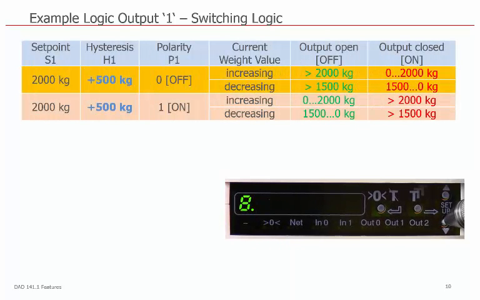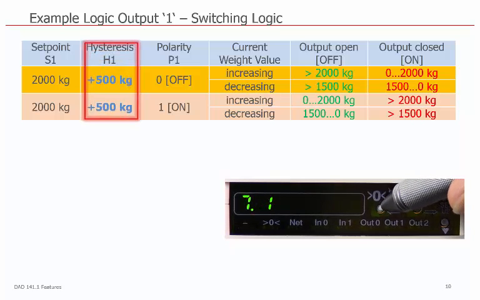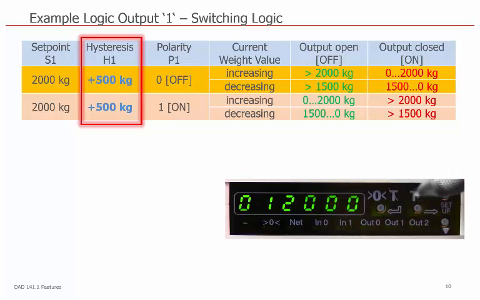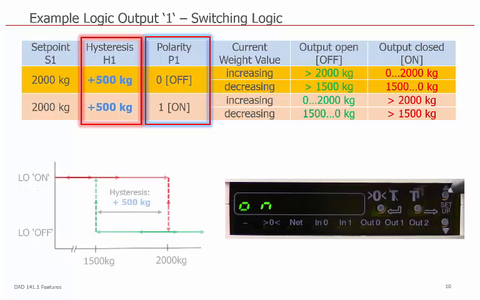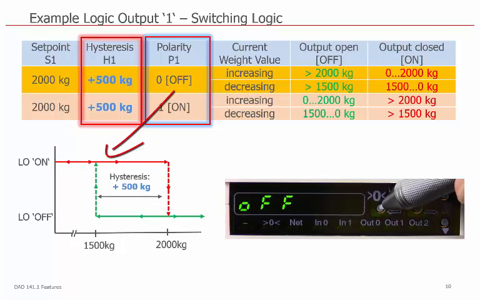The set point is set to 2000 kilograms. The hysteresis is plus 500 kilograms. The polarity setup can be on or off. The current weight values increase or decrease in our examples. The output status for polarity 0, off, is shown in the left graph.